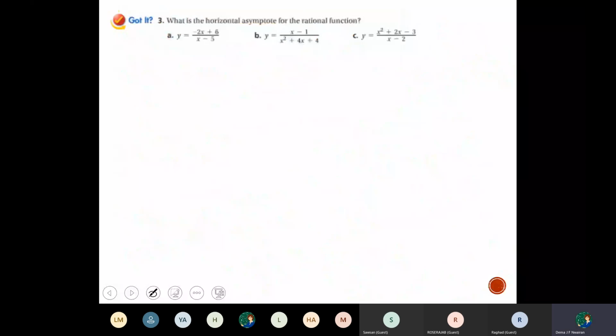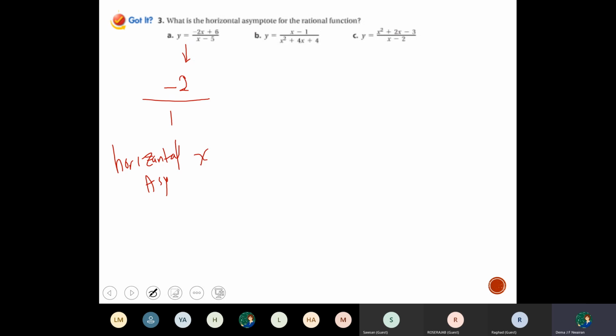Now, let's go to test 3. What are the horizontal asymptotes for the rational function? Let's start with a. Look at the degrees of m and n. If they are the same, I will look at the coefficients. Negative 2 over 1, the coefficient of the numerator over the coefficient of the denominator. So the horizontal asymptote is at y equals negative 2.